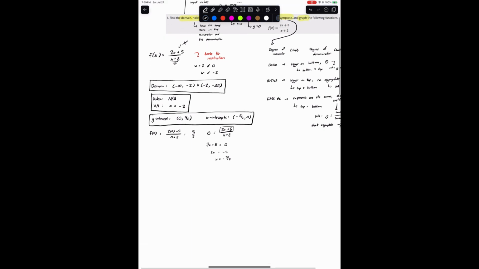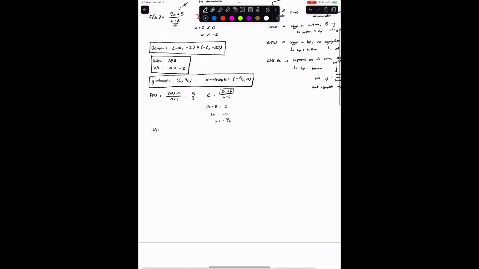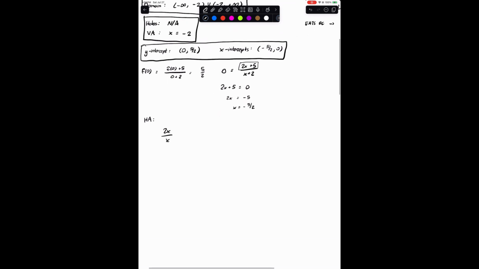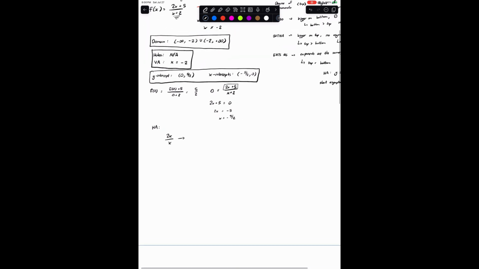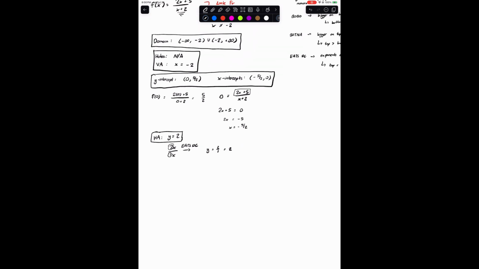Okay. Now for the horizontal asymptote. If we look at the powers, we have 2x on top and x on the bottom. These are the same powers, right? So same powers, that means we use the coefficients. We can use the coefficients of 2 and the implied 1 to get our HA of y equals 2 over 1, which is 2. So y equals 2. There you go.